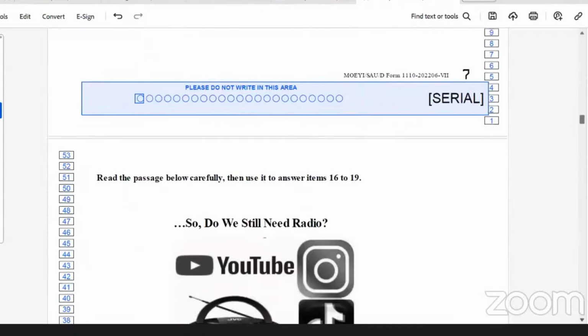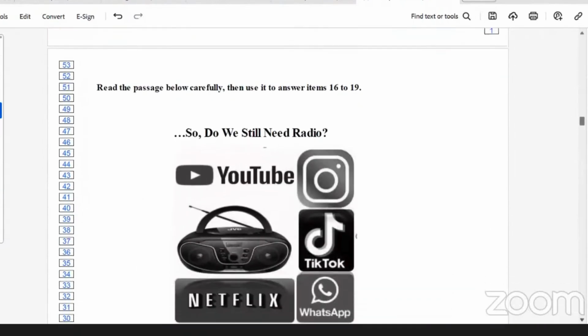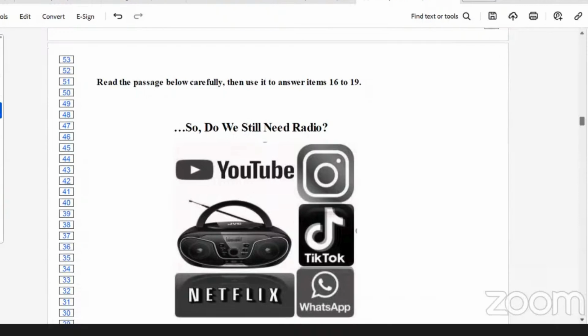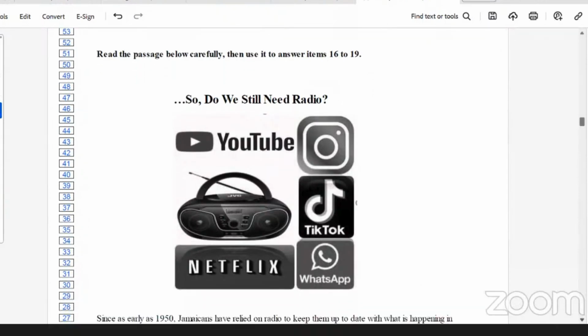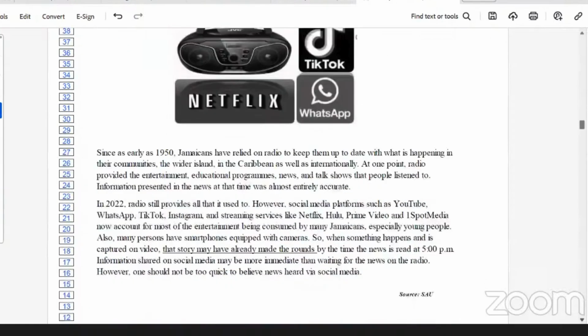So let's get to question 16 to 19. We're going to have to read a passage and then use it to answer items 16 to 19. So it says, so do we still need radio? And then they have some of those popular social media apps, YouTube, Instagram, TikTok, Netflix, WhatsApp, and of course the radio. Let's read.